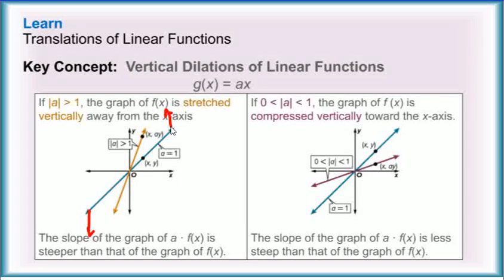Now, if the absolute value of a is between 0 and 1, less than 1, then it's a compression vertically. It just means I'm taking the blue line and pressing it down in both directions, and it flattens it out. So it's less steep.